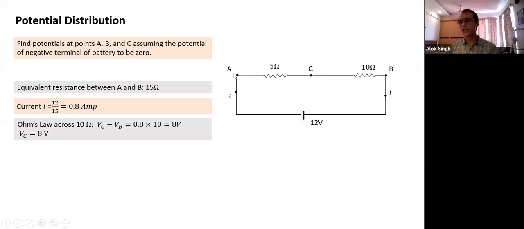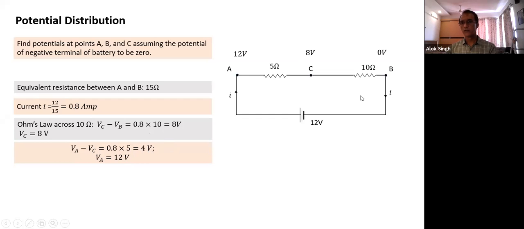What is the potential of A? Actually, I don't have to calculate. The potential of A is the same as the potential of the positive plate. If the negative plate is 0, this will be 12 volts. Or I can calculate that also by applying Ohm's law. This becomes 0 volt, this becomes 8 volts, and then I can apply VA minus VC. The potential difference across this resistance is I into R, so 0.8 into 5, which is equal to 4 volts. If I substitute VC equal to 8 volts, VA comes to 12 volts.